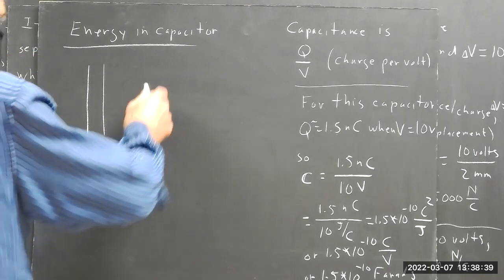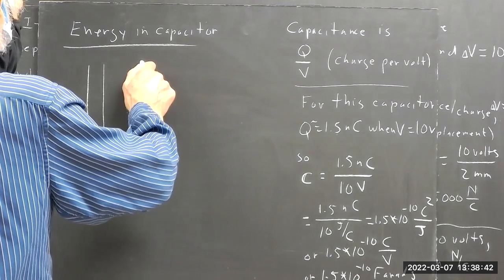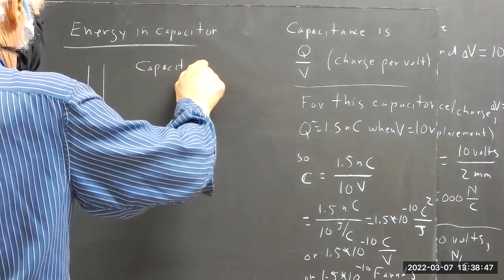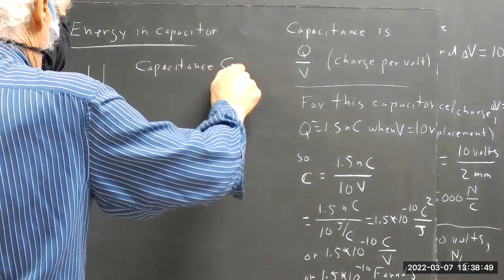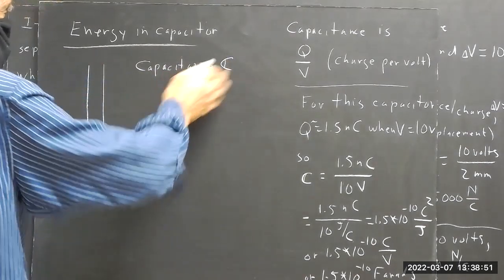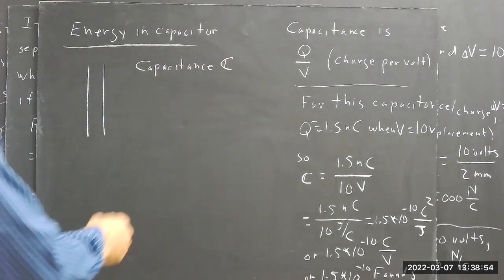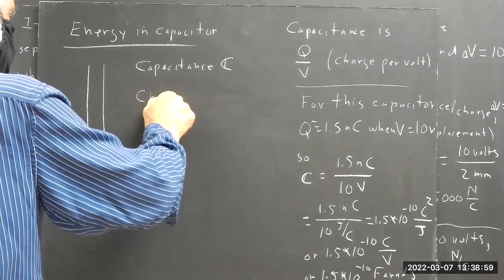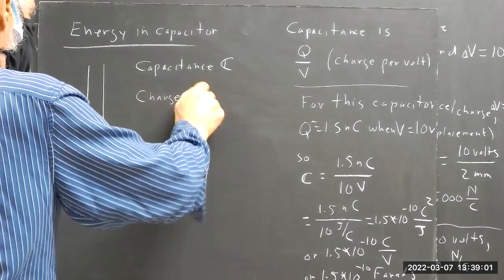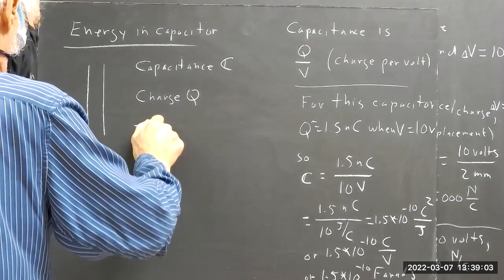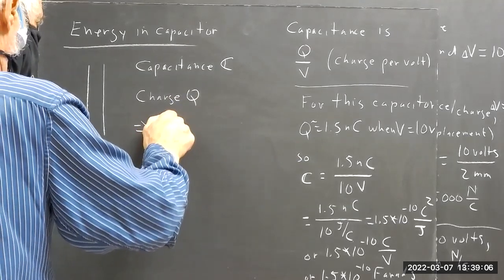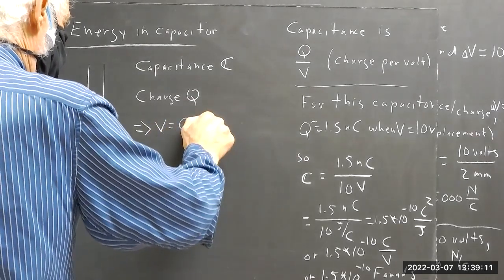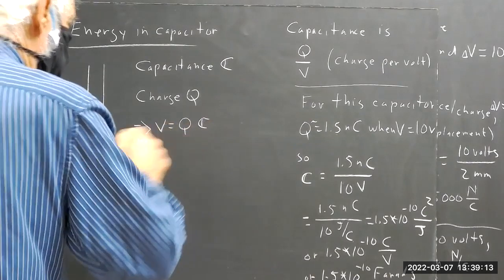So let's say we have C, fancy C, again, to distinguish from Coulomb, and charge Q. That implies that your voltage is Q over C.